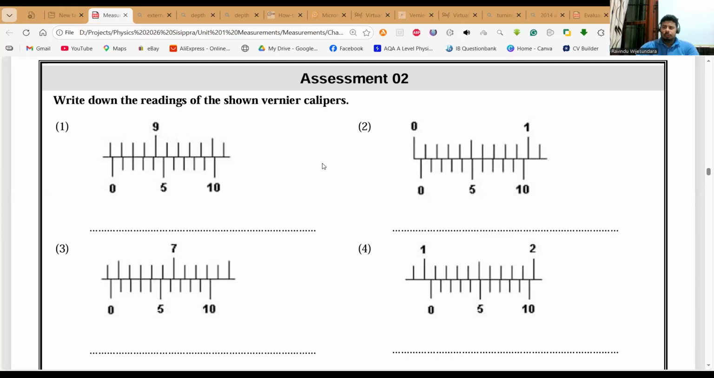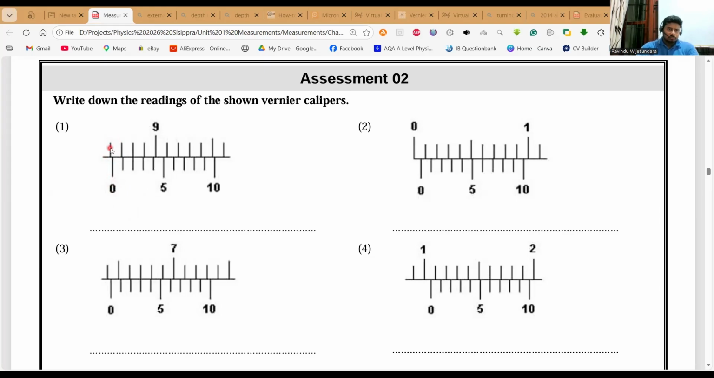Okay, now if you go to the first example, please look closely at this one with me. So what we need first is the main scale reading. How do you get the main scale reading? The main scale reading is taken by checking the vernier zero. We have to check where the position of the vernier zero is. So the vernier zero is located here. What is the main scale reading which has been passed by the vernier zero?